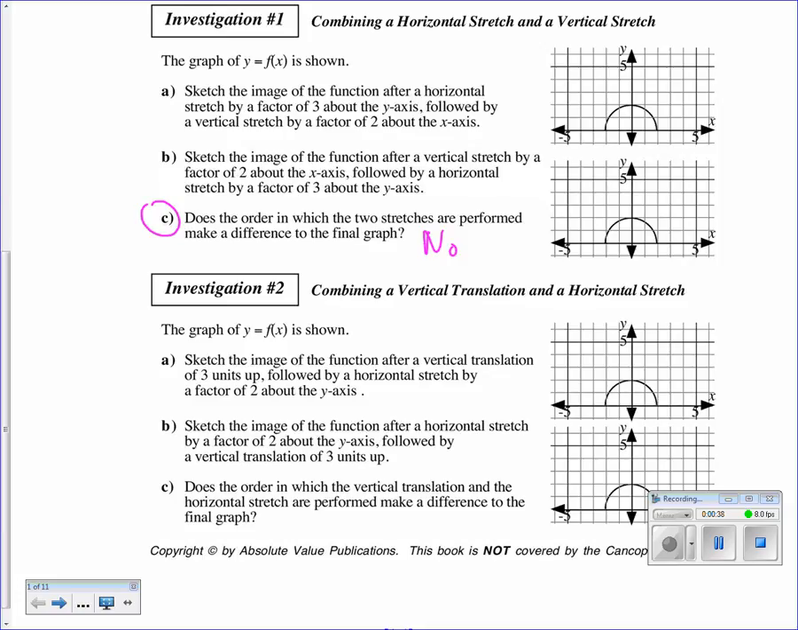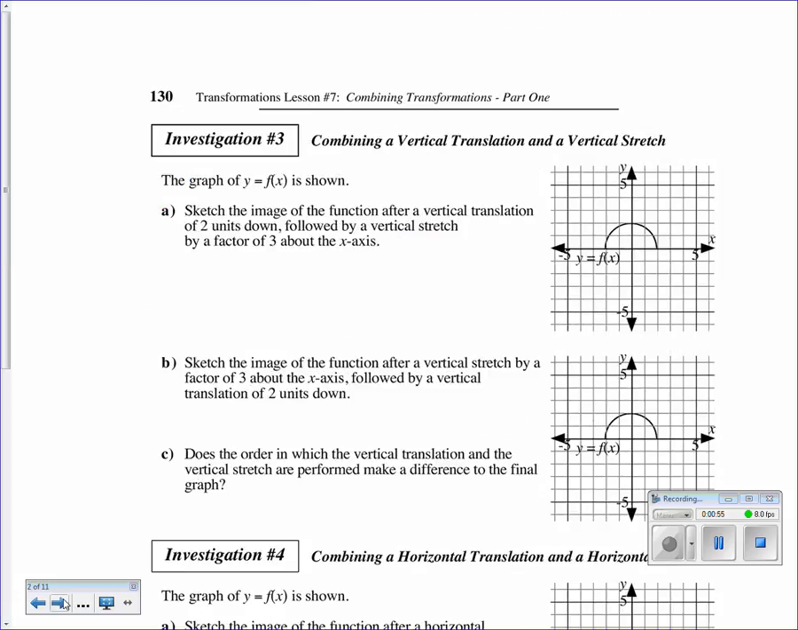And when we look at investigation 2, the same conclusion can also be made. For the graph manipulations, order does not matter. But when you change the types of translations and reflections that you're doing, you do get a difference. So in investigation 3 and 4, it matters whether you do the vertical translation and then the stretch, or the stretch and the vertical translation.